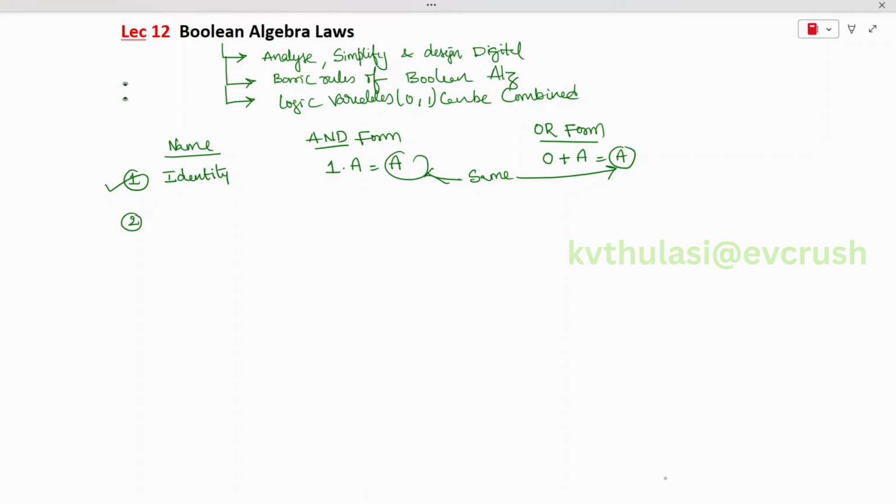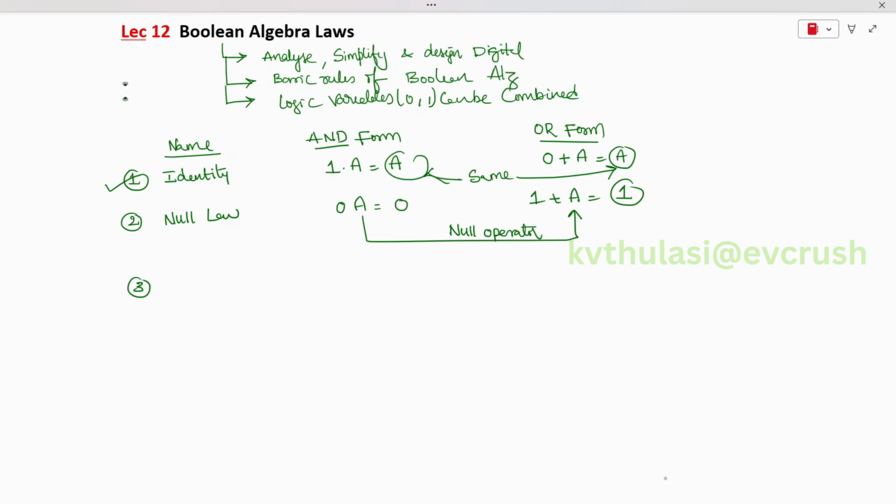Coming to the second law, the null law. What is this null law? Here the null operator is A. When the null operator A is multiplied with 0, the value becomes 0, and when the null operator A is added with 1, it becomes null and the answer is 1. So I can call this A a null variable or a null operator.